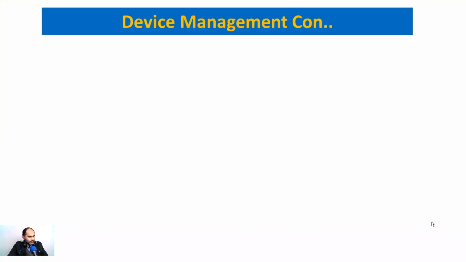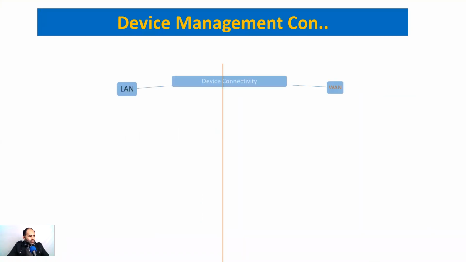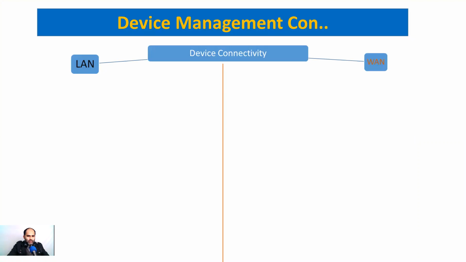Welcome back. In this video, we are going to learn how to do port forwarding so we can connect our biometric machine, which is on a remote site. We can easily route a port to our biometric machine through the router. We have discussed two models of device connectivity: LAN and WAN.